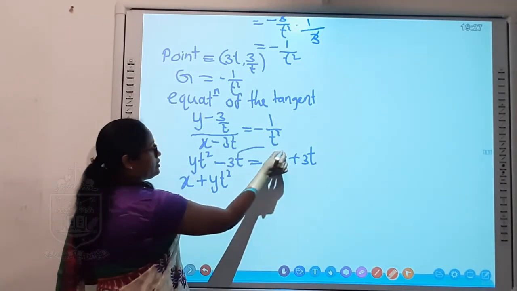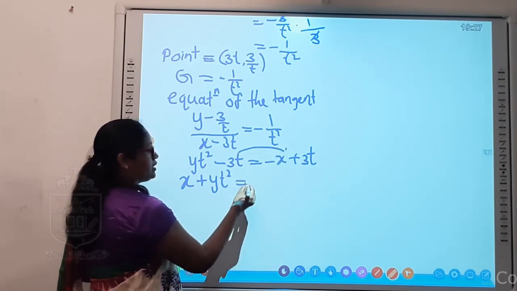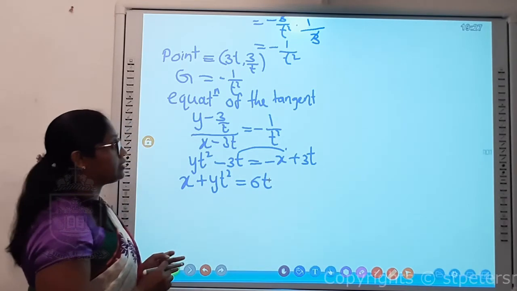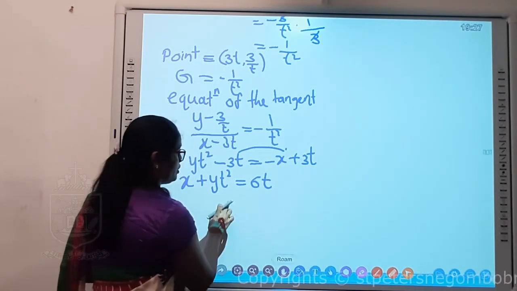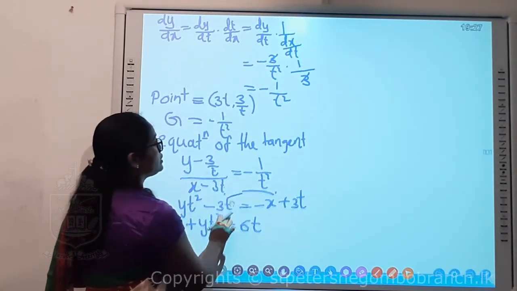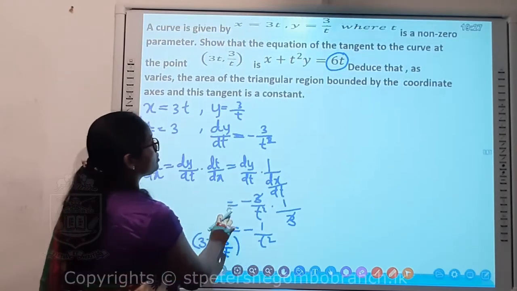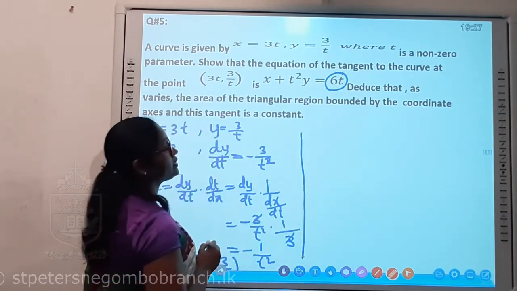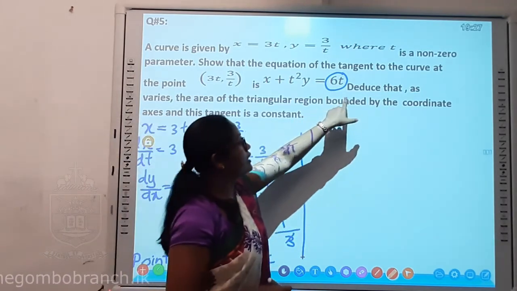That means I bring this to the other side. So this will be just 60, right? So this is what we want to prove in the question. We will move back to the question, and you use this side to explain the balance. So we will move to the next part.